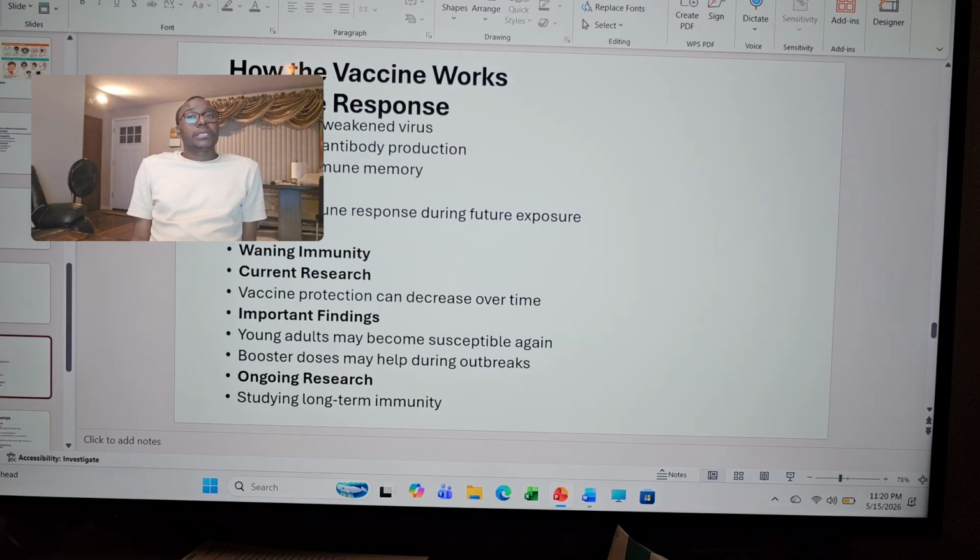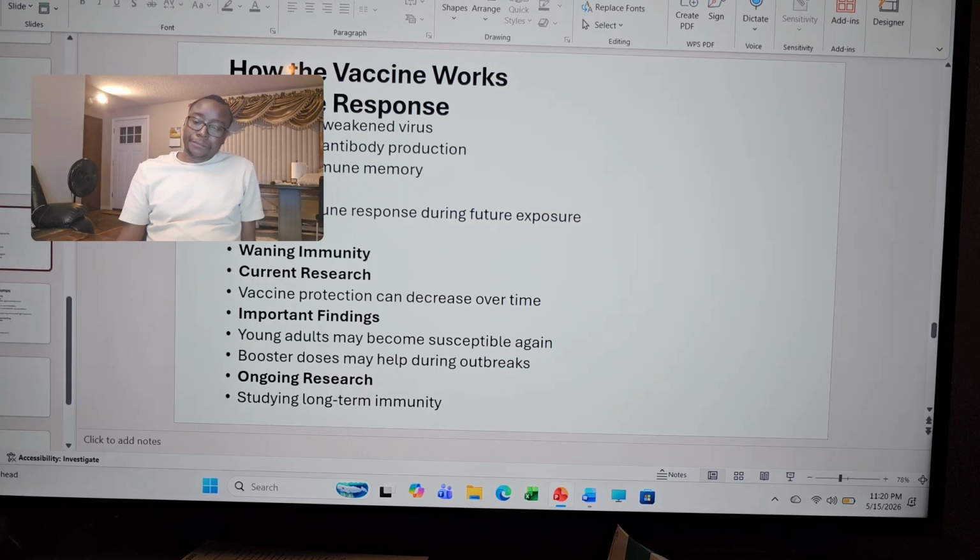Waning immunity. Current research: vaccination protection can decrease over time. Important finding: young adults may become susceptible again, like they can be infected again. Boosting with doses may help during an outbreak. Ongoing research is studying long-term immunity, and that has been ongoing.